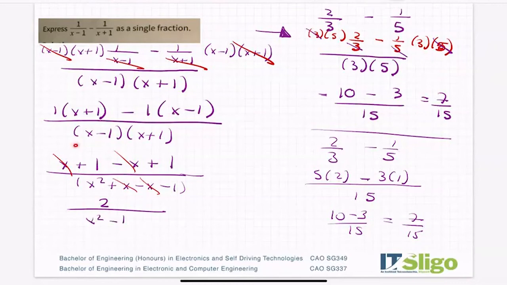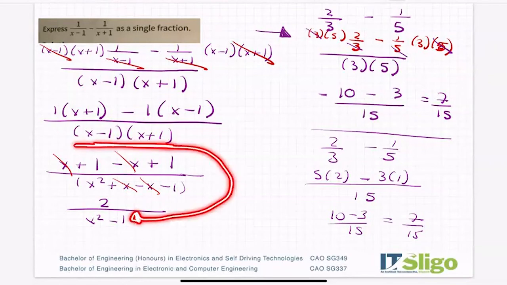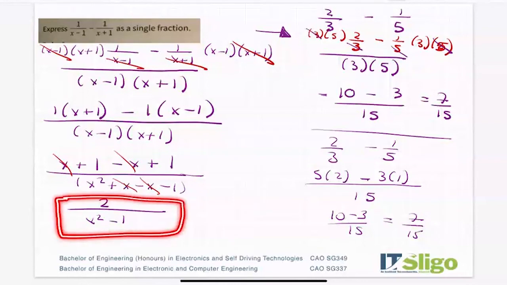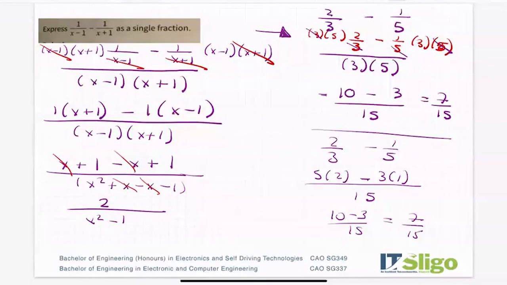You may have been able to recognize that this was the difference of two squares, so you could go straight from there to there if you can spot that the bottom bit is the difference of two squares, which is what I was going to write down, but I didn't. So that there is your full answer. That is, express that as a single fraction: 2 over x squared minus 1.